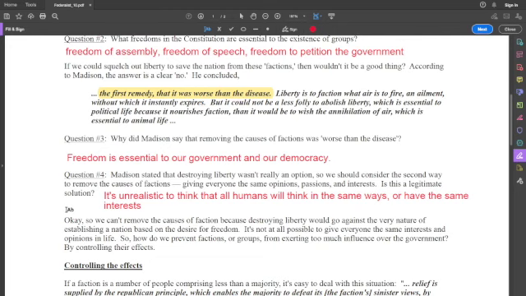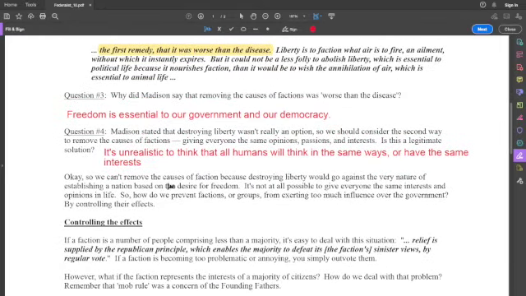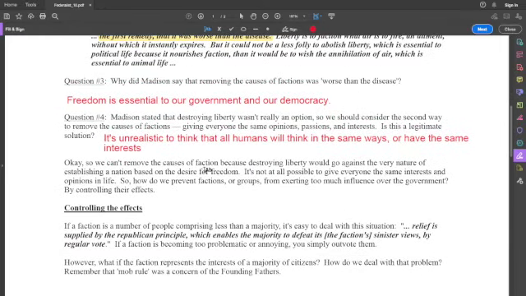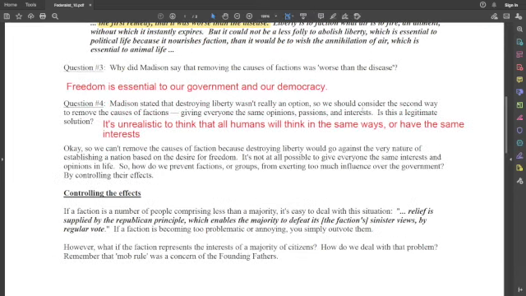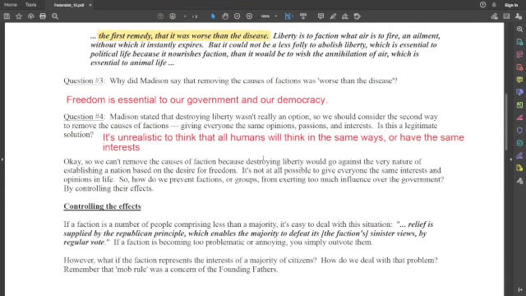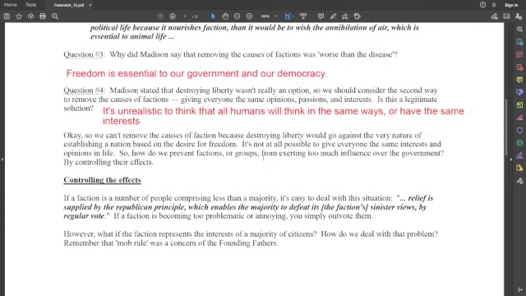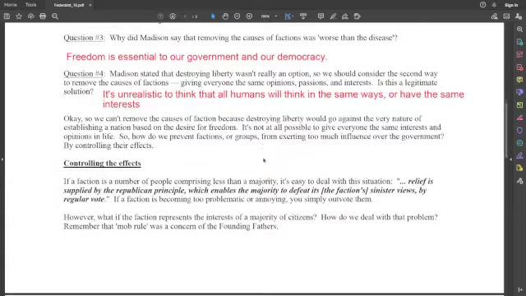Okay? So, Madison says we can't remove the causes of factions by destroying liberty because that'd go against the very idea of establishing a nation that wanted freedom. And it's not even possible to give everybody the same interests. So he says, if we can't remove the causes of factions, if we can't prevent them from forming, we have to control the effects. Okay? You have to minimize the danger of factions. All right? And he says, here's how we do that.